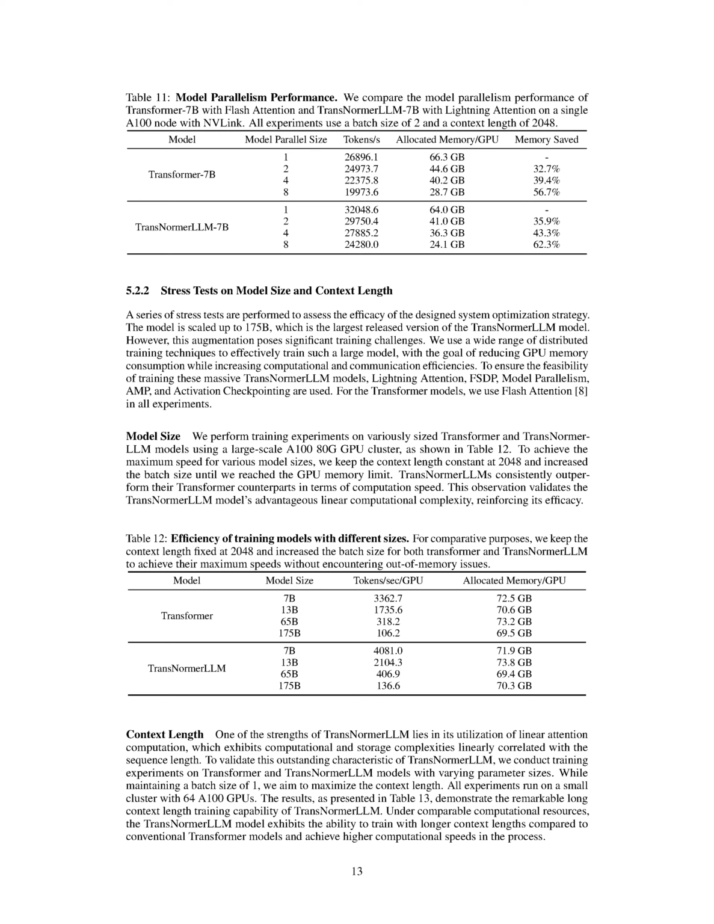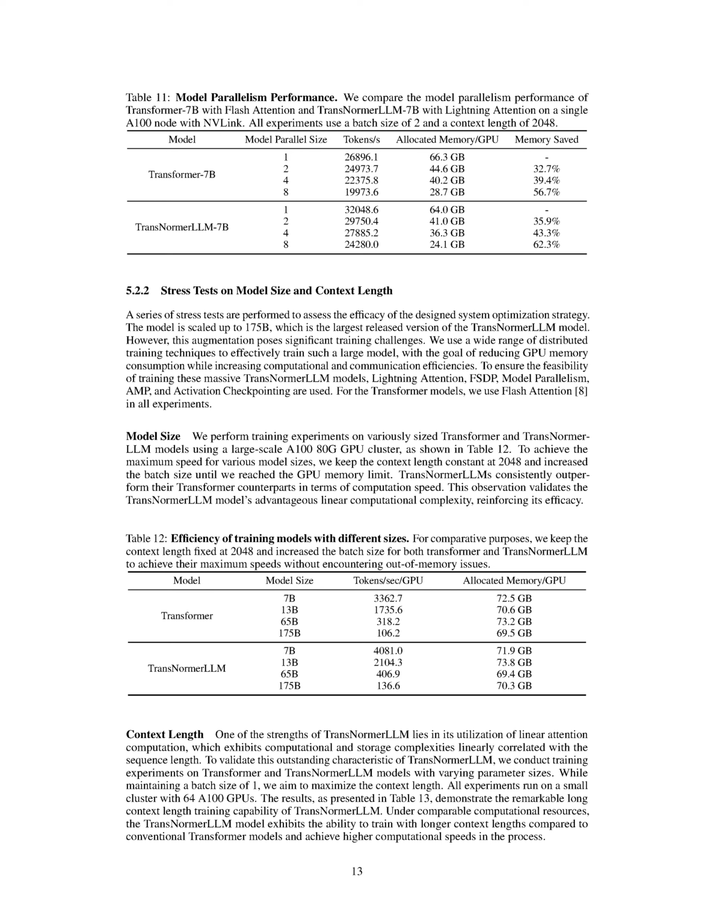Context length and its utilization. One of the key advantages of TransNormerLLM is its use of linear attention computation, which shows computational and storage complexities that are linearly related to the sequence length. To confirm this exceptional feature of TransNormerLLM, we carry out training experiments on Transformer and TransNormerLLM models of different parameter sizes. While keeping a batch size of 1, our goal is to maximize the context length. All experiments are conducted on a small cluster with 64 A100 GPUs.